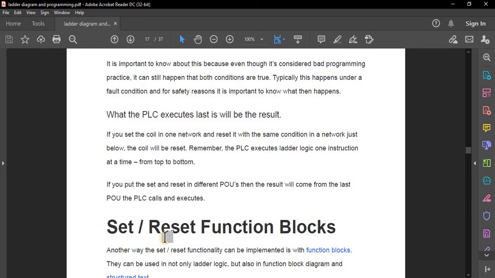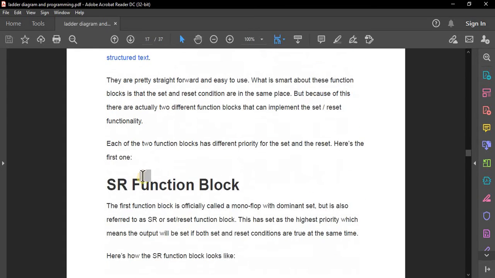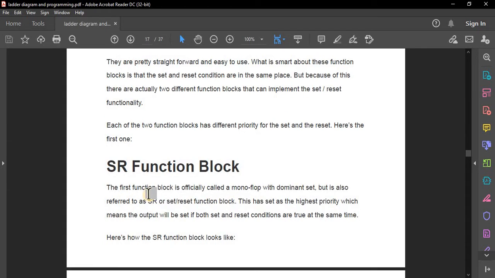Each of these two function blocks has a different priority for the set and also the reset. The first one is the SR function block. It is officially called a monoflop with a dominant set, but it is also referred to as a set or reset function block.